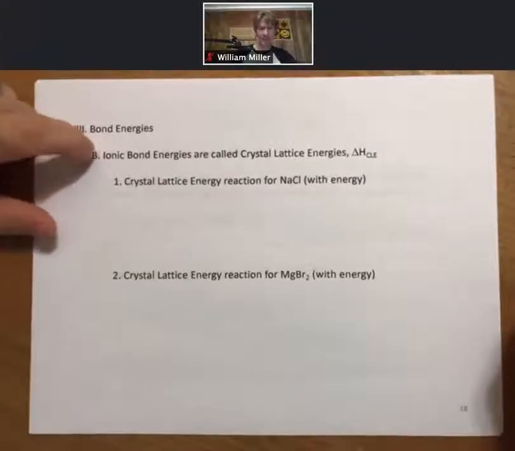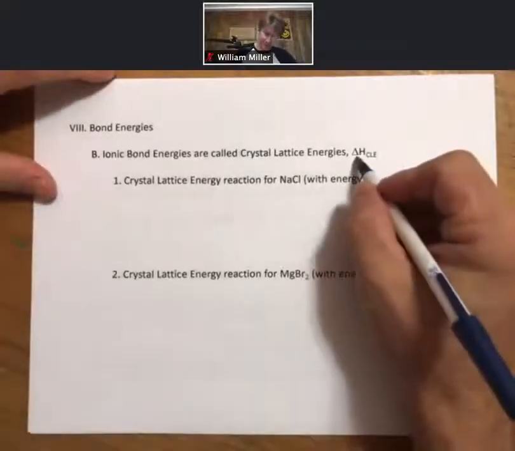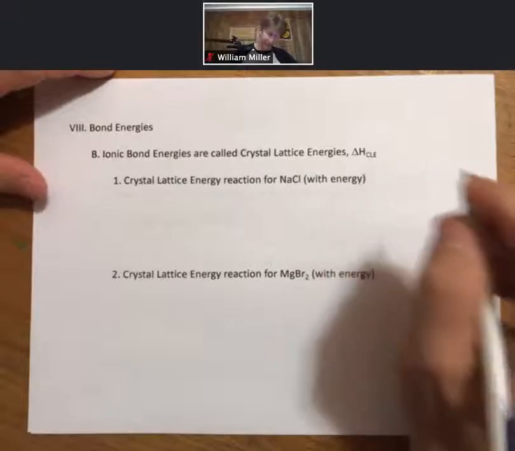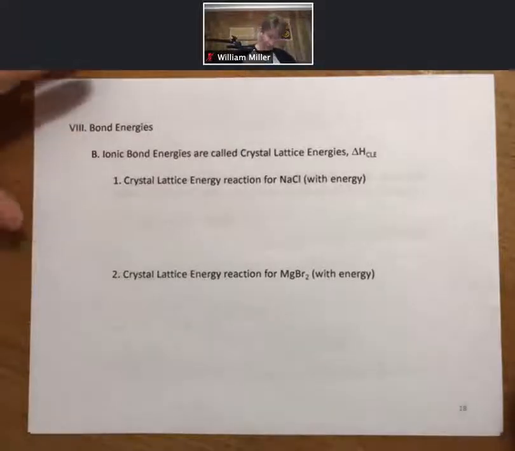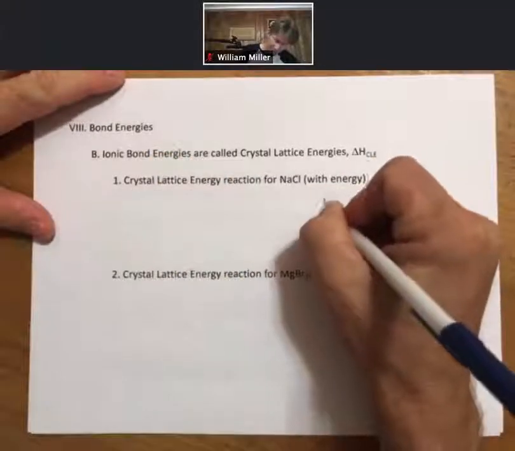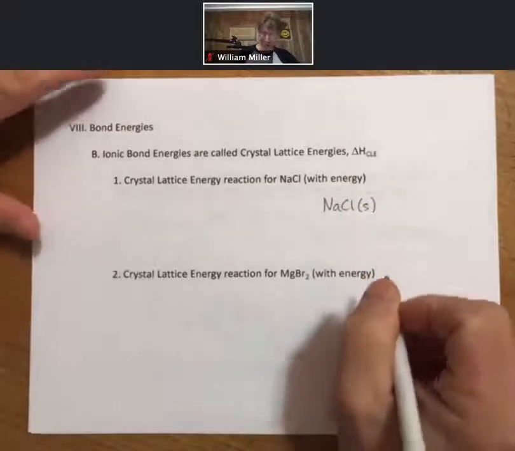Let's talk about ionic bond energies. The name we give to them is crystal lattice energy, and the symbol is delta H sub CLE for crystal lattice energy. And the crystal lattice energy is going to be associated with a very specific reaction. Whatever we're doing the crystal lattice energy for is going to be the product.